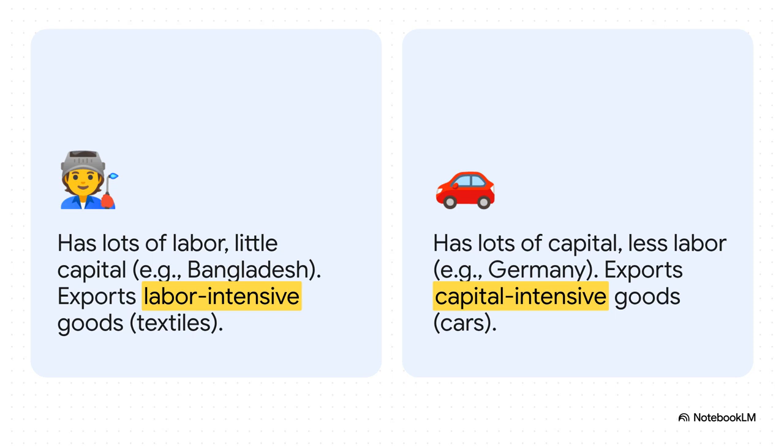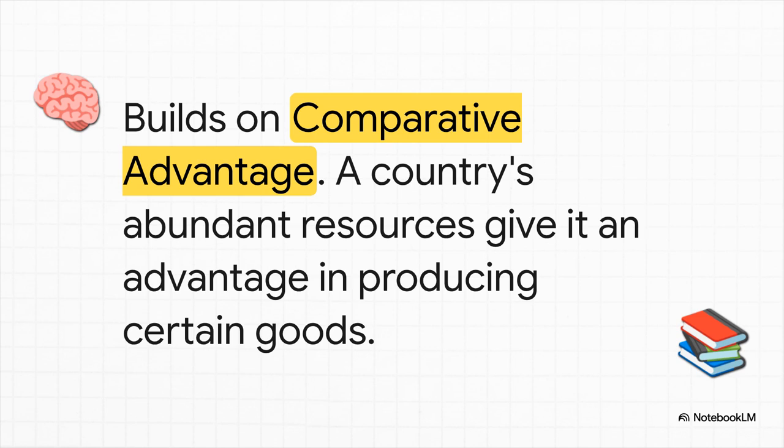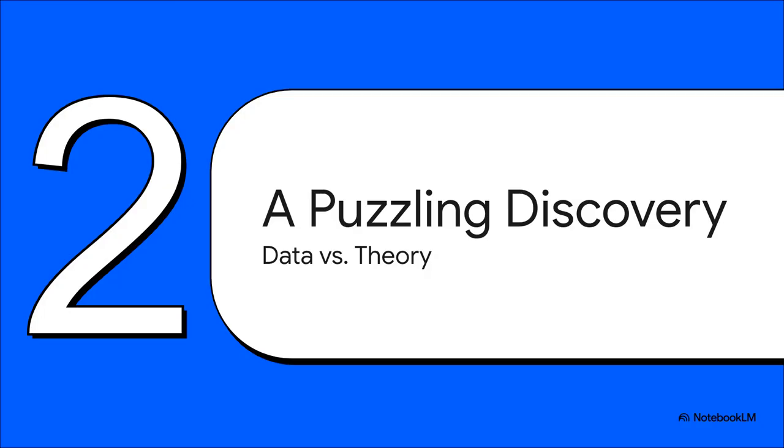Simple as that. Now, if you've read your MenQ or any other intro econ textbook, this idea should be ringing a bell. This isn't totally new. It's actually building on that fundamental concept of comparative advantage. The H-O theory just gives us the reason why a country has a comparative advantage in the first place. It all comes down to their unique mix of resources. So we have this elegant, logical theory. It just fits.